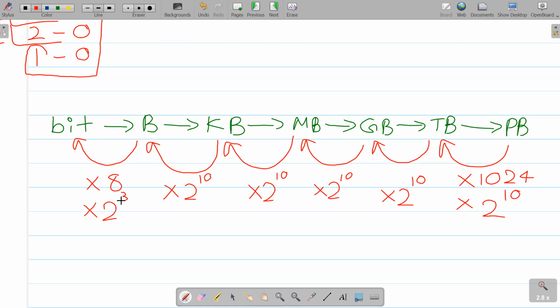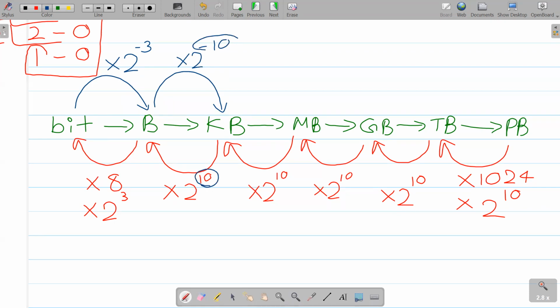Right? And for the other conversion, going from a smaller unit to a bigger unit, you have to go with minus values, 2 to the power minus 3. From byte to kilobyte, multiplied by 2 to the power minus 10. Here we have 10 plus 10. So here we are going to have minus 10.